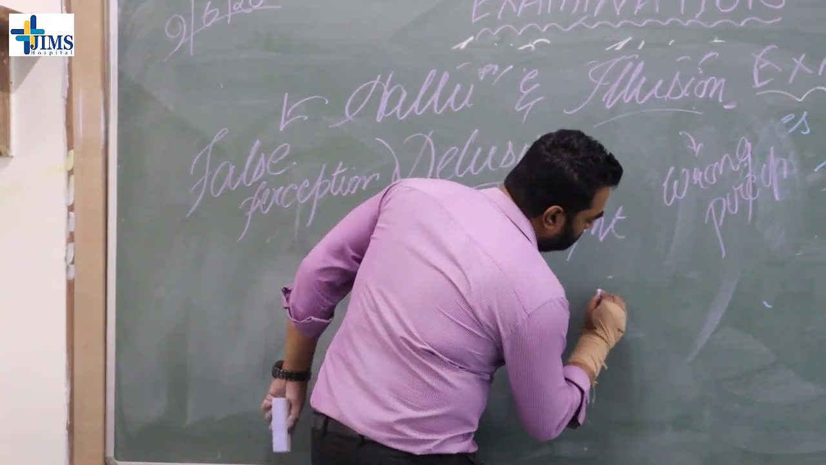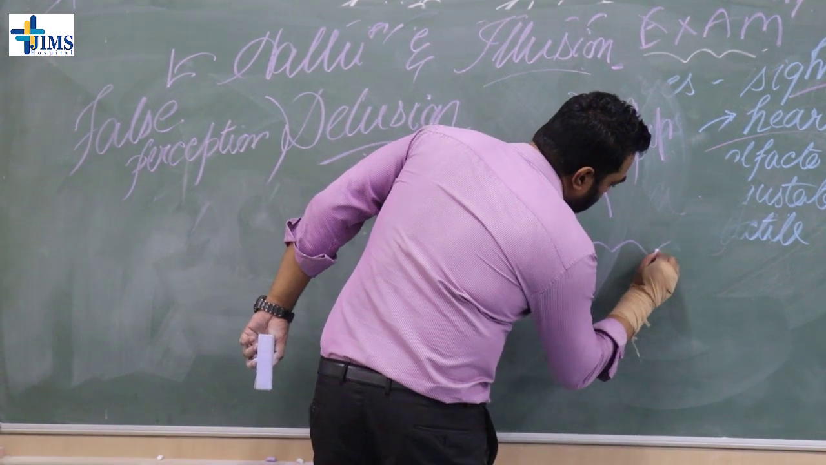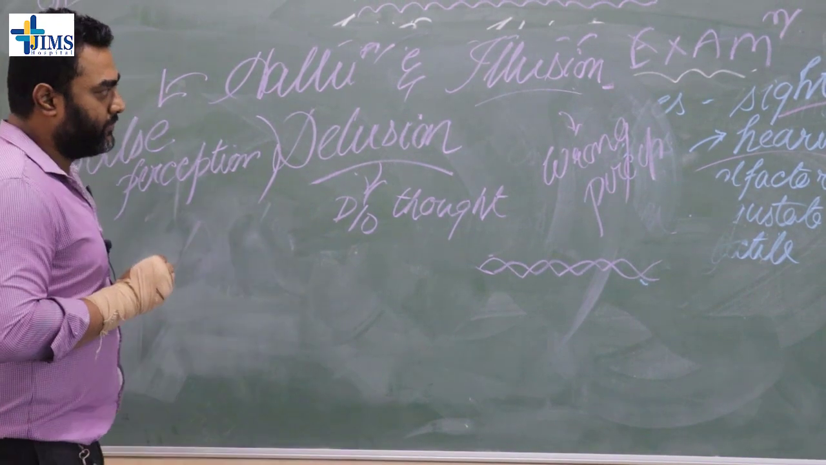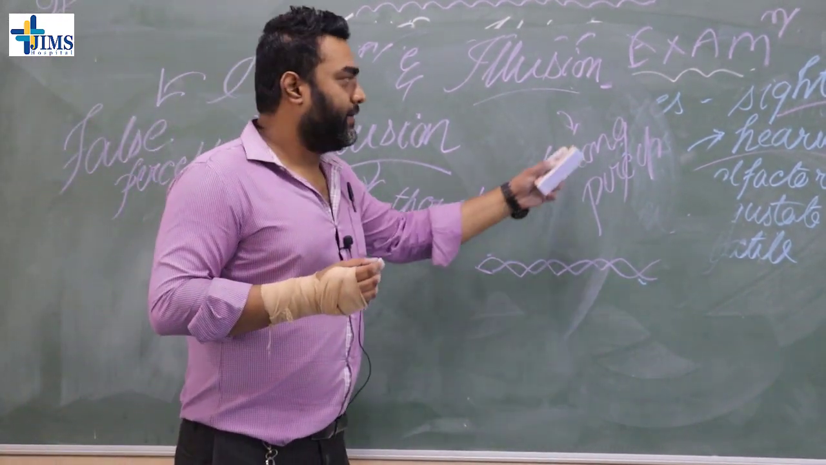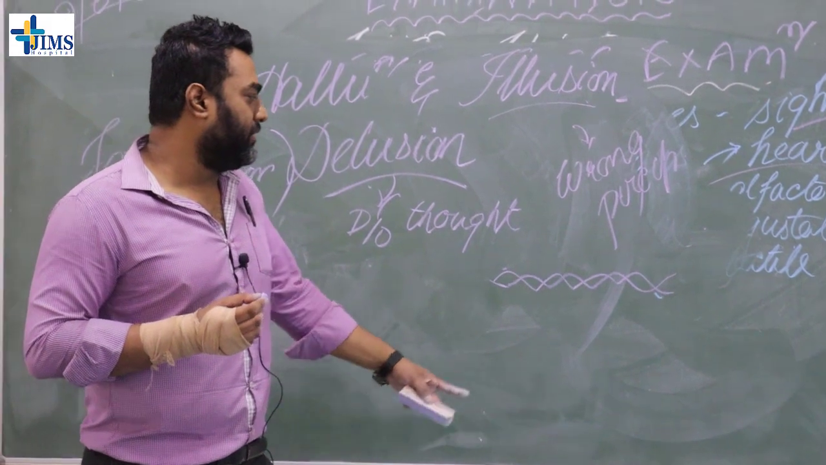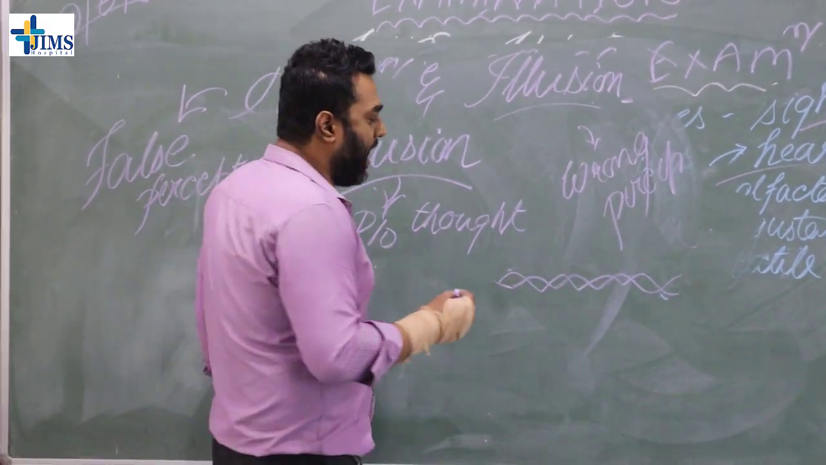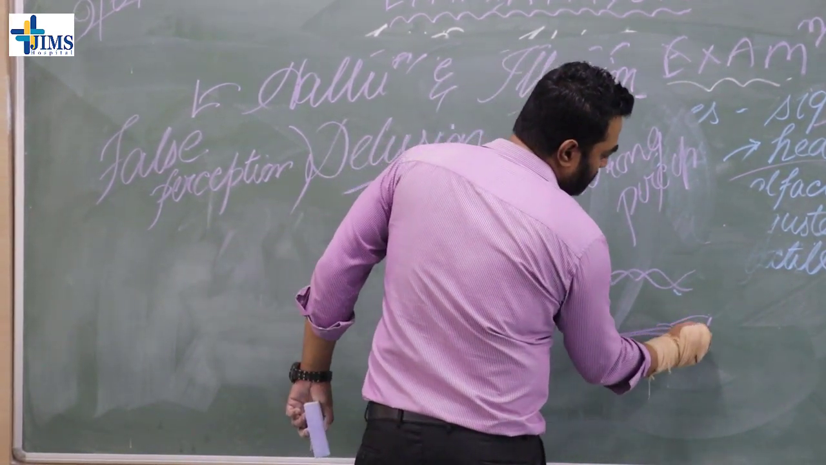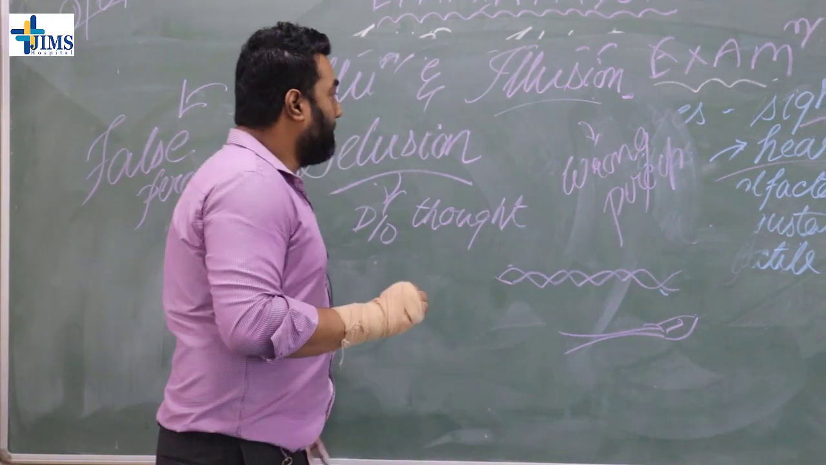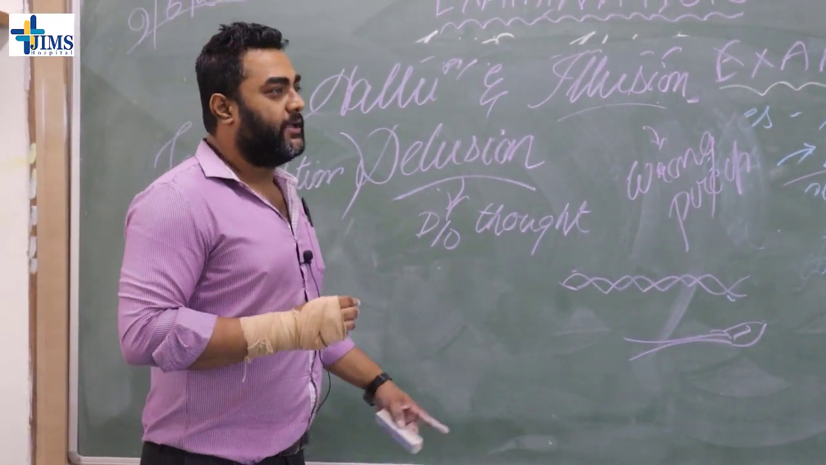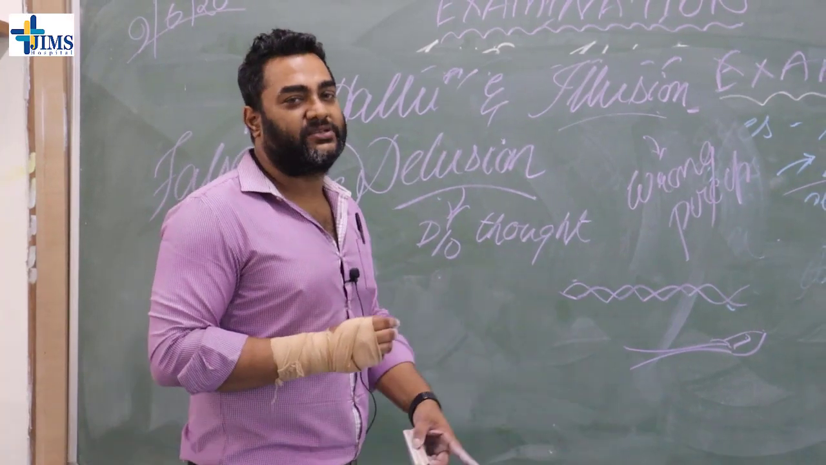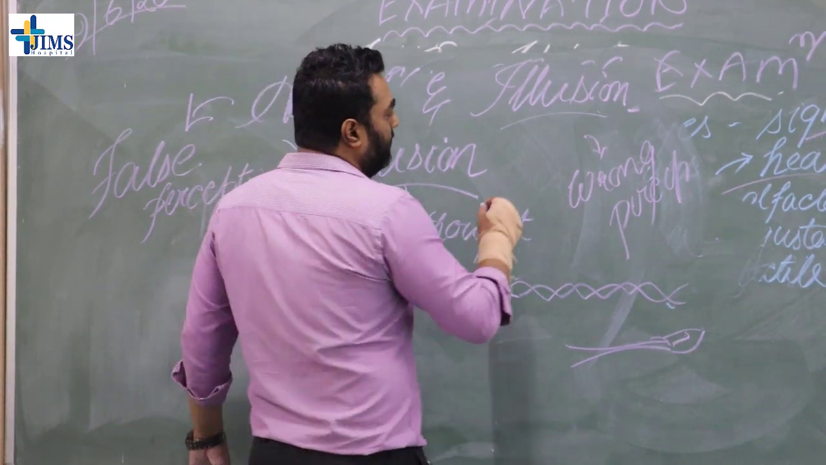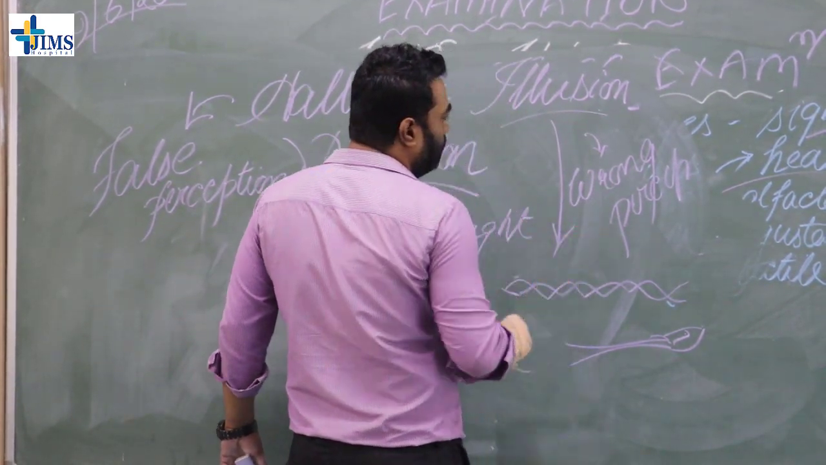So suppose you see there's a rope on the road. In a patient with illusion, he will perceive the rope as a snake. But in a hallucination patient, there is no rope. Still, the patient will see a snake. Illusion is most commonly seen when we sight a ghost.